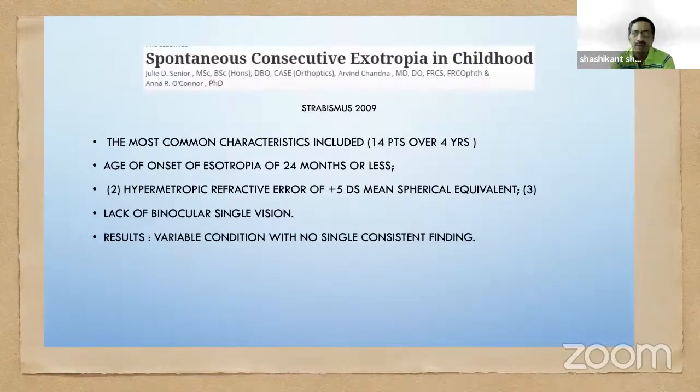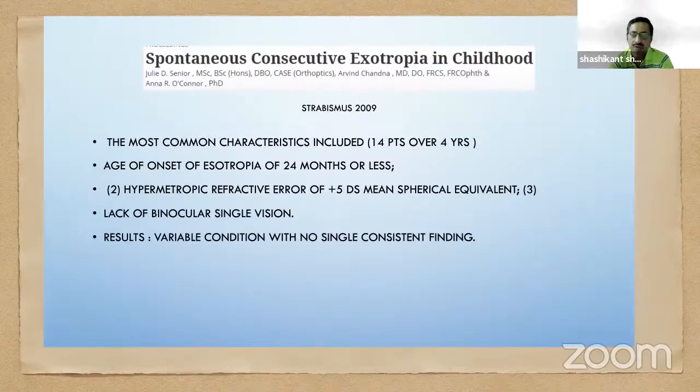So this is very important. Sometimes we might see a patient who comes with DVD with exotropia. So we have to rule out spontaneous consecutive exotropia. That is very common in these patients who have infantile esotropia, who have very variable angle deviations, and they can have a high hyperopia, around +3 to +5. And they can have delayed milestones. They have lack of binocular single vision, which can predispose them to spontaneous consecutive exotropia.